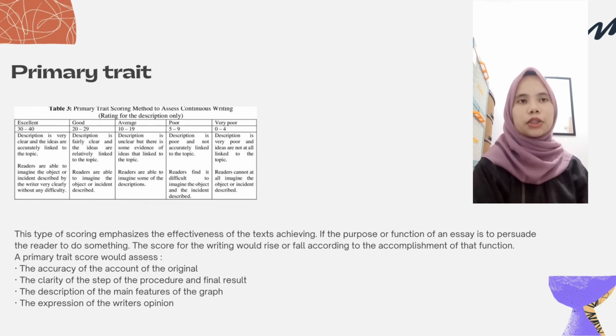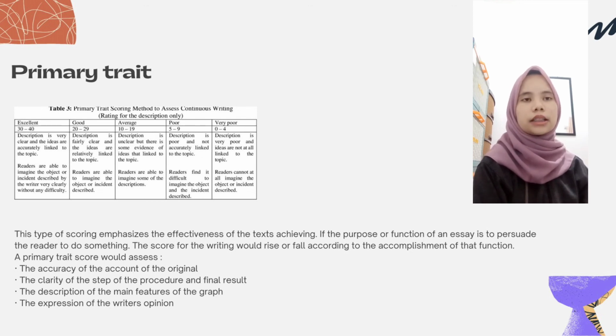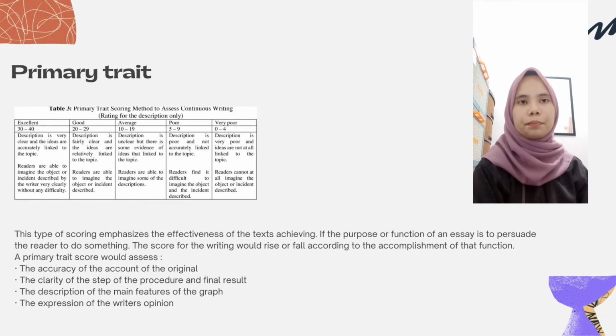A primary trait score will assess the accuracy of the account of the original, the clarity of the steps of the procedure and final result, the description of the main features of the graph, and the last is the expression of the writer's opinion.